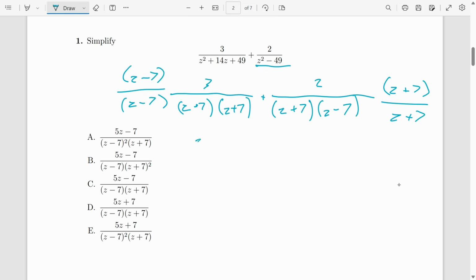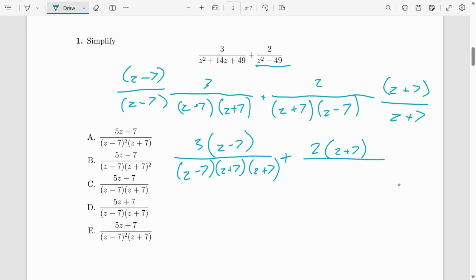This is going to be 3 times z minus 7 all over... I'm just going to keep everything written out and expanded. So z minus 7, z plus 7, z plus 7 plus 2 times z plus 7 all over z plus 7, z minus 7, z plus 7. So these two denominators are now the same, so we can go ahead and add these two fractions.